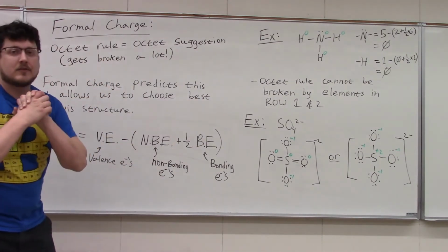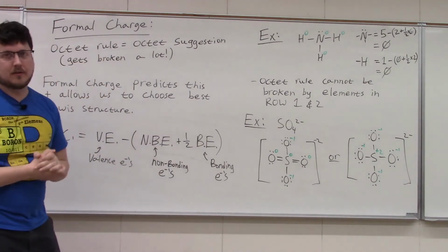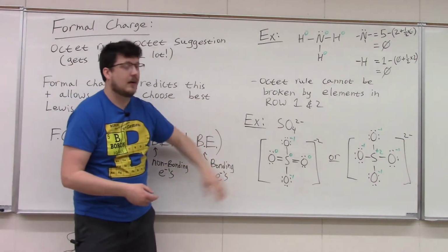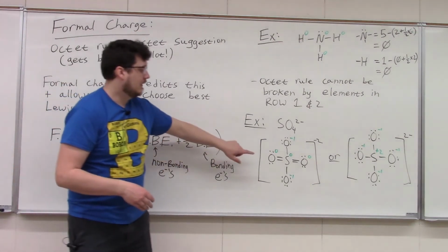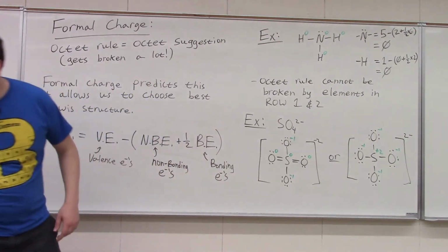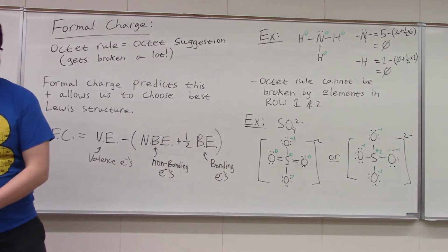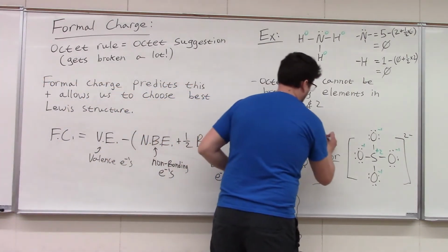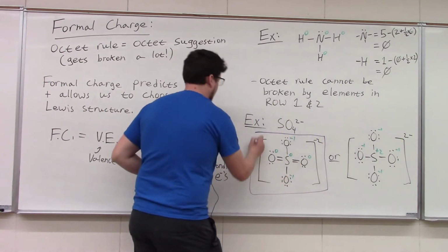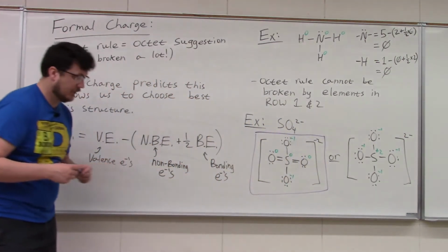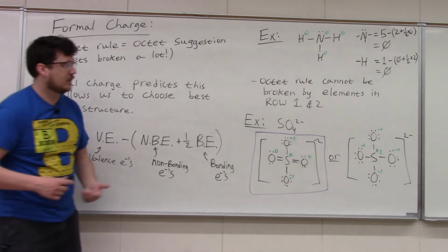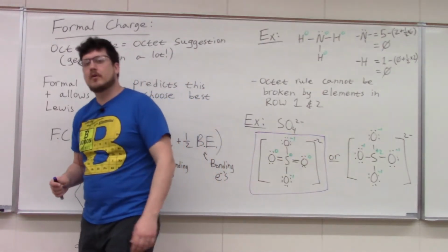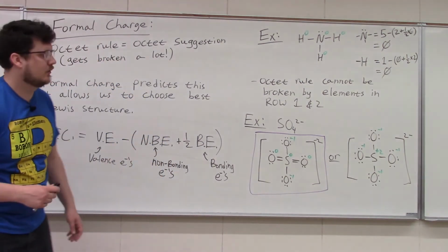Well, sulfur is in the 3rd row of the periodic table. It's not row 1 or 2, so it can break the octet rule, and oh boy, does it quite often. This right here is our best structure. So the structure on the left, that's our best structure because it has smaller formal charges, less formal charges.